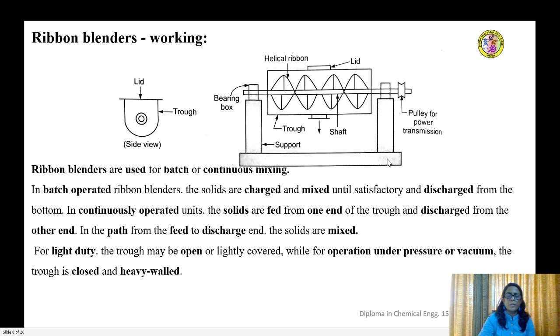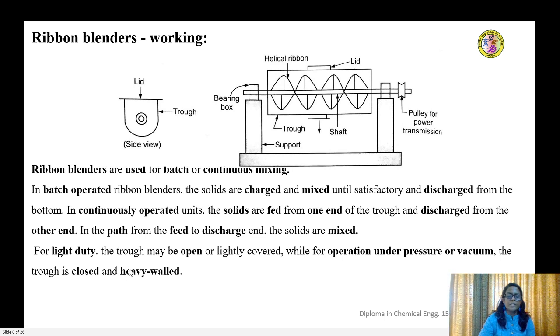So in the continuously operated one, the material to be mixed enters from one end of the trough, and as it advances through the trough in the forward direction, it gets mixed due to the action of the helical ribbon rotating inside the trough. So the gradual movement of the material from one end to another takes place along with the mixing being accomplished.